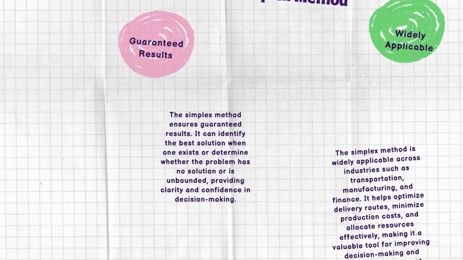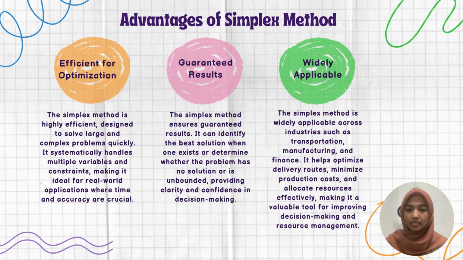Thank you. Next, the advantages of the simplex method. The simplex method is a highly efficient and powerful technique used in linear programming to solve optimization problems. It's specifically designed to handle large and complex problems quickly and effectively. One of its key strengths is its ability to systematically manage multiple variables and constraints. This makes it an ideal solution for real-world applications where both time and accuracy are critical.